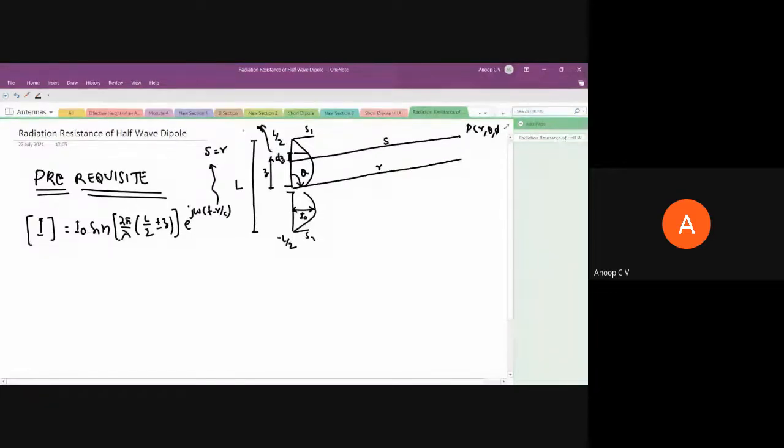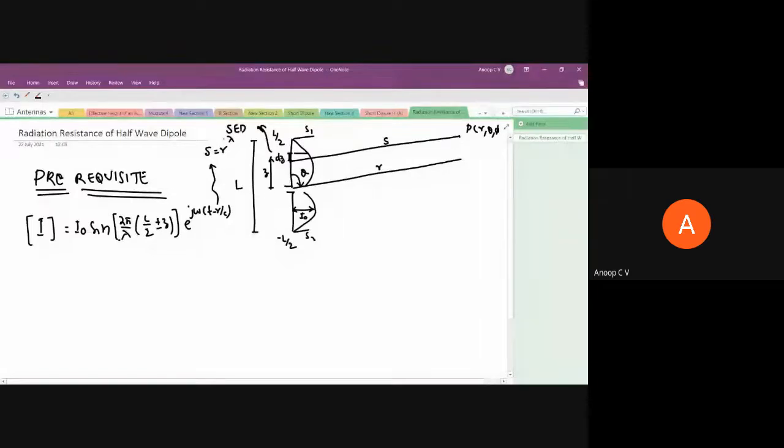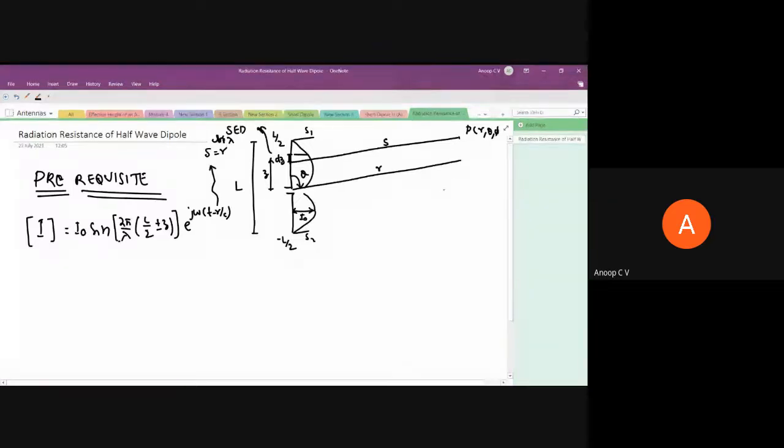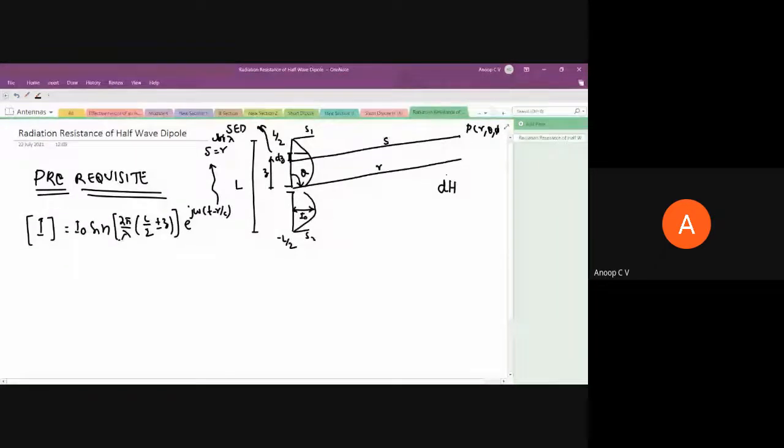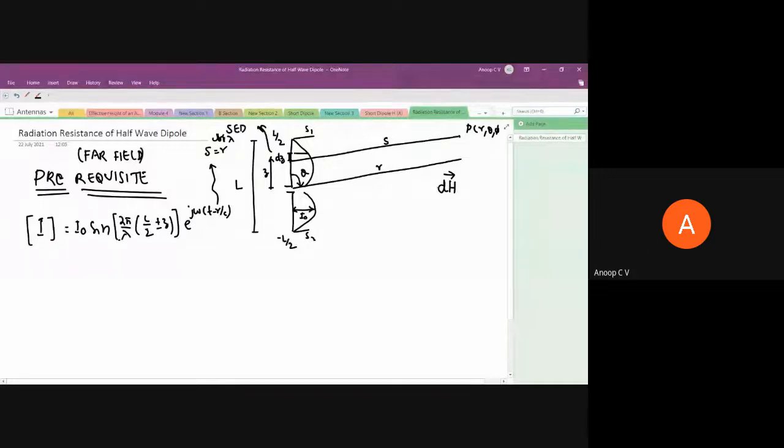This is a short electric dipole, where dz is much less compared to lambda. You know what a short electric dipole is. Now the field due to the short electric dipole at this point P, I'm going to write as dH. I'll be deriving only the magnetic field, because we are interested in the far field pattern only.